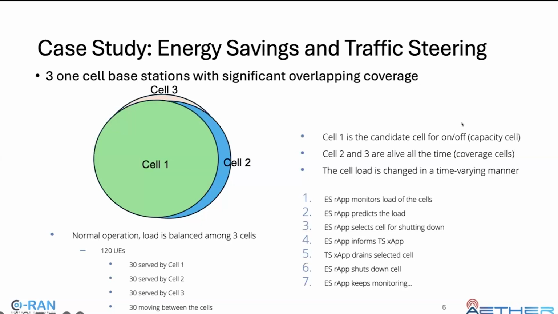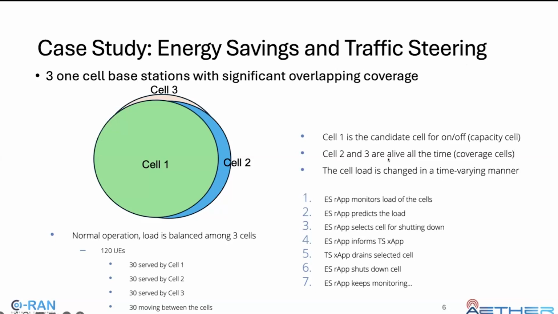And I want to talk a little bit about a case study. So where can we use this open source project? And I have here an example for energy savings and traffic steering. It's a simple use case, very simple, with 3 cells with significant coverage. One of them is a capacity cell. The 2 others are coverage cells. Of course, when there is no traffic, we could shut down the capacity cell in order to save some energy.